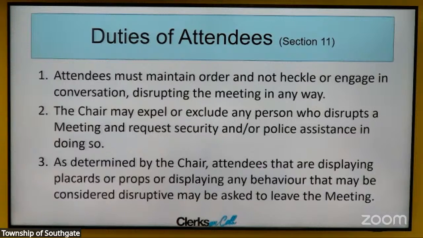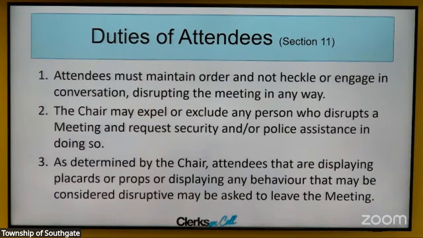And so now we've talked about the role of the chair and the role of council members. So let's review quickly the duties of the other participants to your meetings, and that's those that are attending. So attendees include persons that might be making a presentation or a delegation to council, or maybe making a comment in the open forum part of your meeting. And we believe that it's just as important to establish responsibilities for attendees as it is for council members themselves.